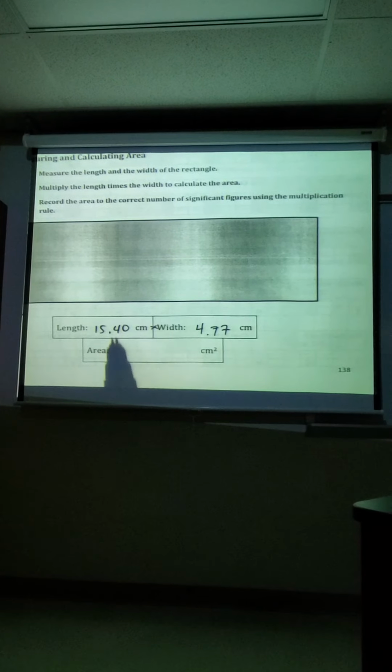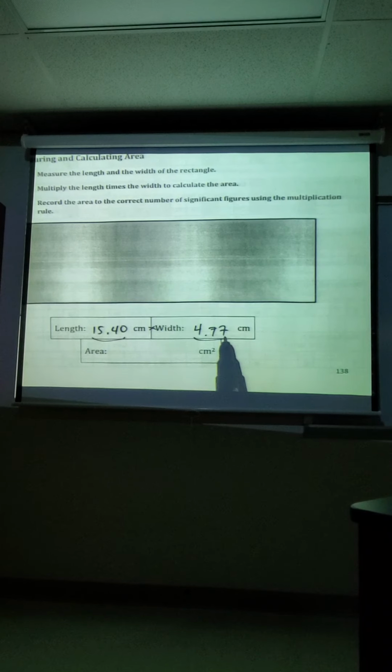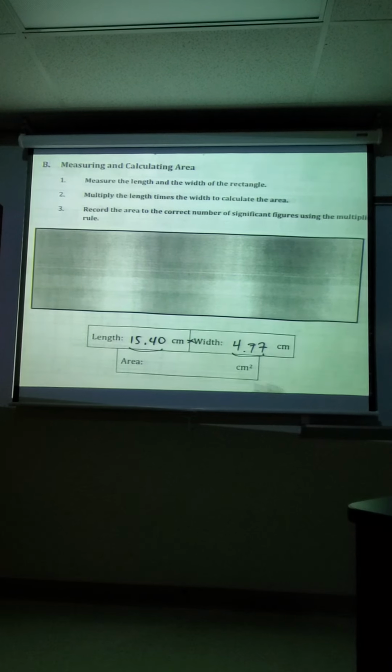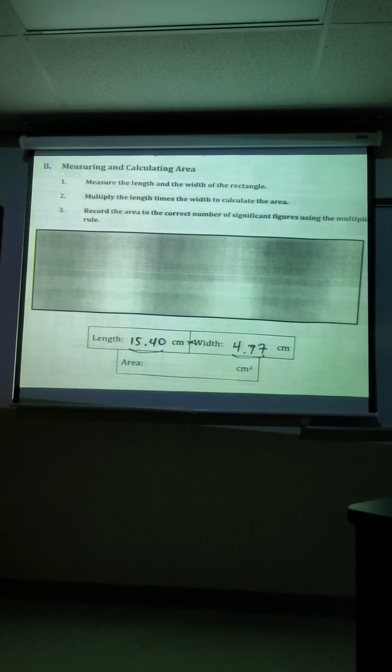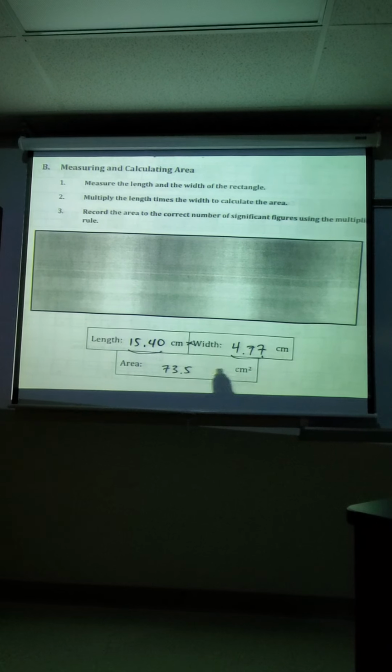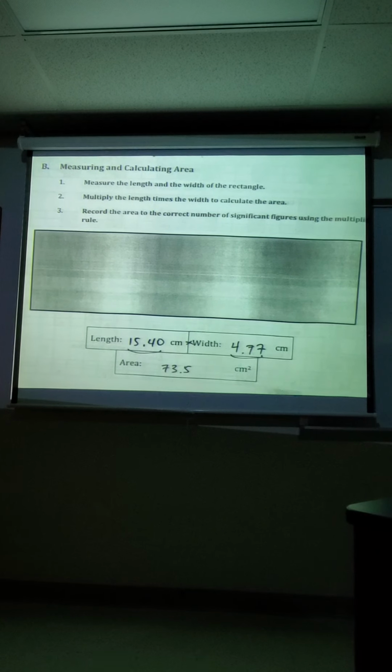To get area, you would multiply these. Just remember you have 4 versus 3. If you weren't using your ruler to its full capability, you probably have 3 versus 2, and we couldn't get as good an answer. When you do that, you get 73.5 because it's 4 versus 3 sig figs, 3 wins, and centimeters times centimeters is centimeters squared.